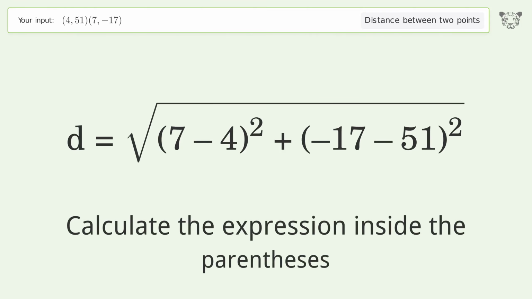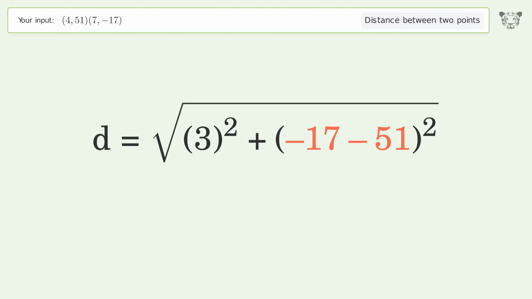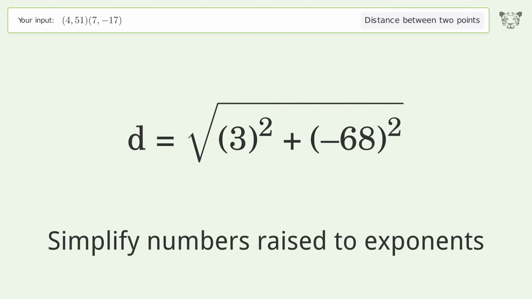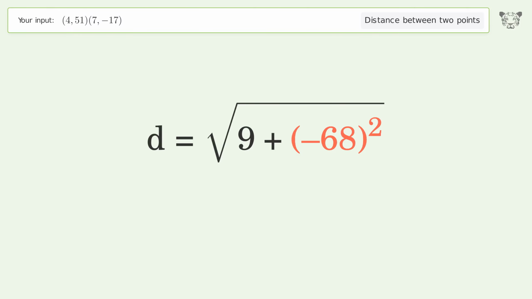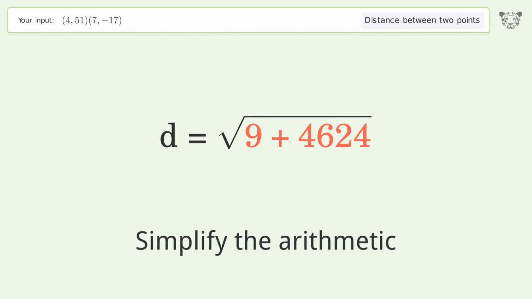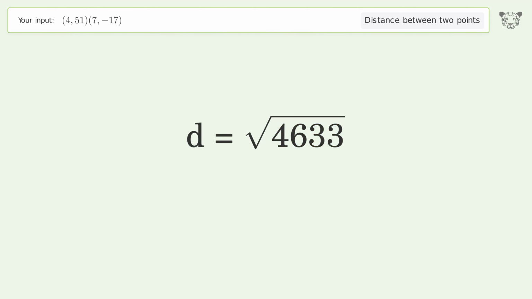Calculate the expression inside the parentheses. Simplify numbers raised to exponents. Simplify the arithmetic. And so the distance between the 2 points is the square root of 4,633, or 68.066.